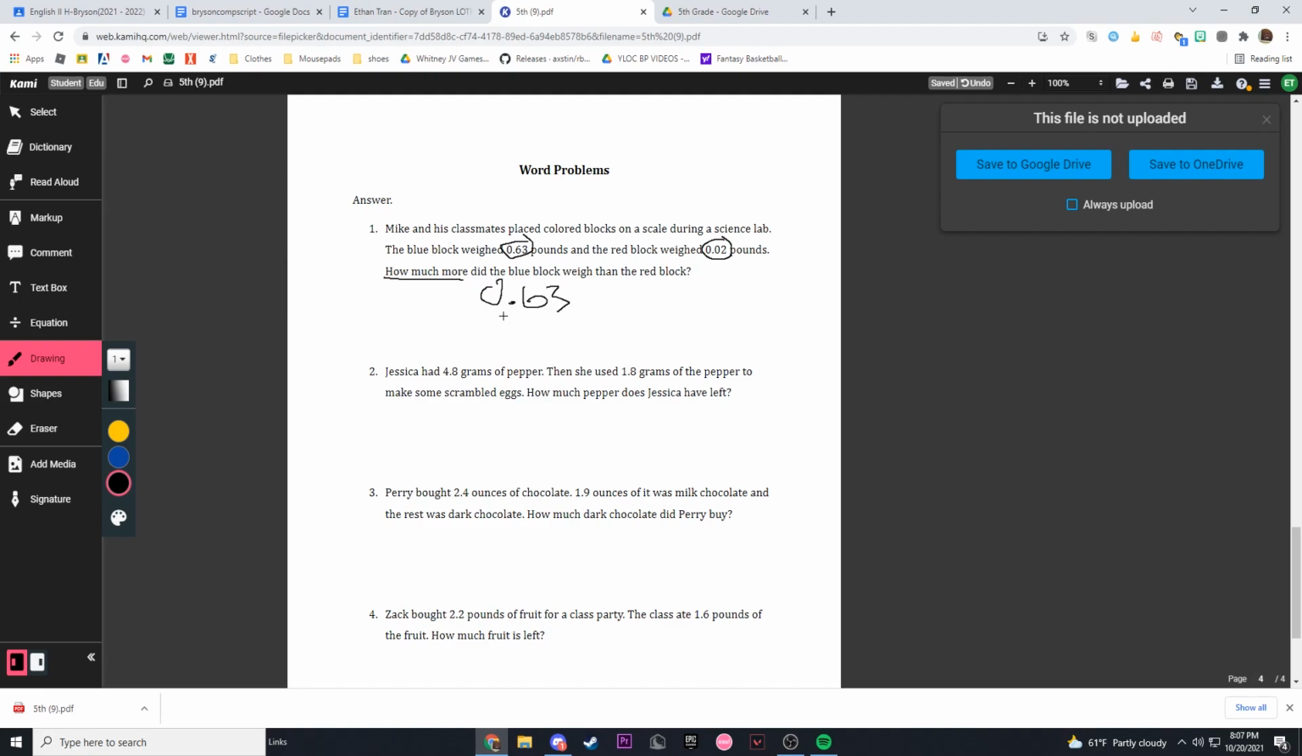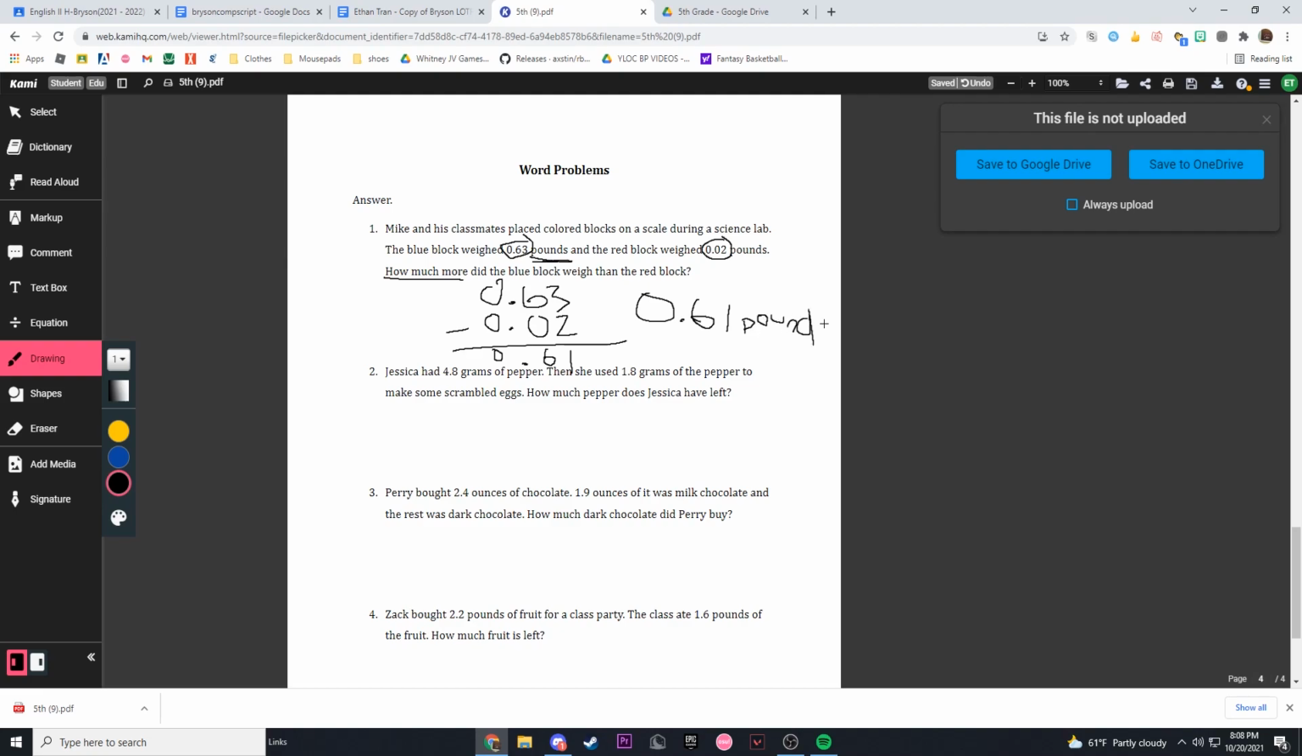0.63 minus 0.02. We're going to subtract these two numbers, and we have 3 minus 2, which equals 1. 6 minus nothing, which equals 6. And we just put a 0 here because 0 minus 0 is 0. So it's asking how much more did the block weigh. So we put 0.61 and we're measuring it in pounds. So we're going to say 0.61 pounds.